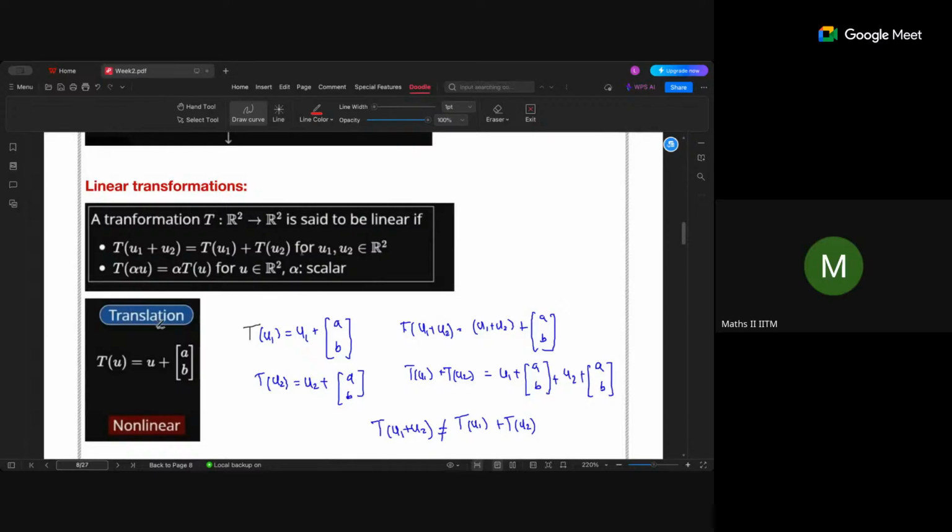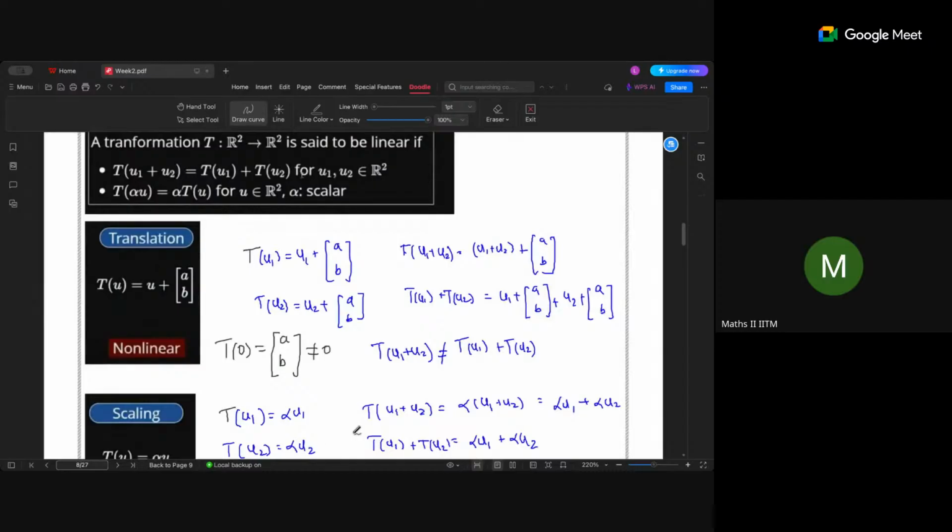For example, what happens in the translation? What is T of 0? It is a comma b, and this is not 0. If we have taken a comma b to be non-zero, then T of 0 is a comma b, and that is non-zero. So you can see that T is not linear.